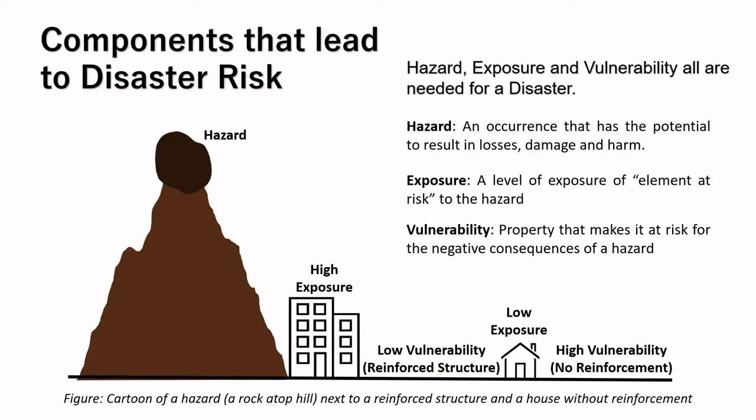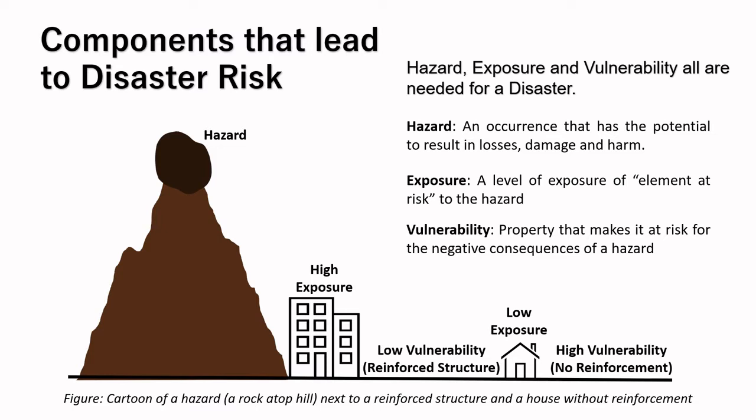The cartoon can help us understand the terminology of hazards, exposure, and vulnerability. Hazard. The unstable rock on top of the mountain is a representation of a hazard which may or may not occur. If and when the rock falls, it can lead to significant losses. Elements at risk. Here, the 2 buildings, their assets, and people inside are the elements at risk.